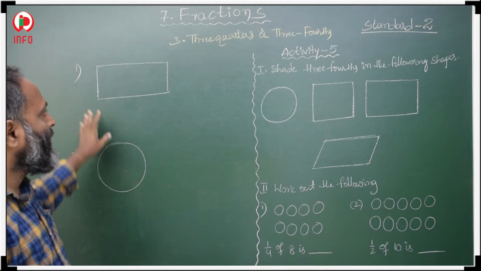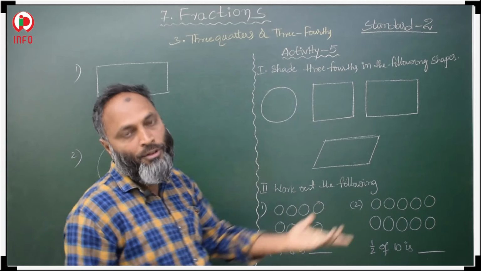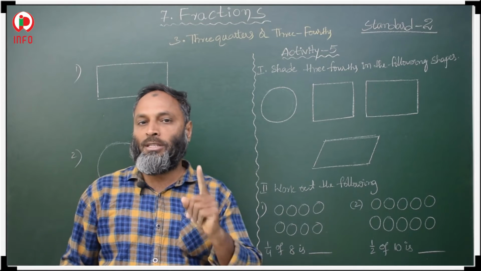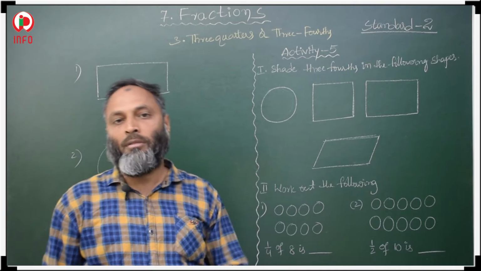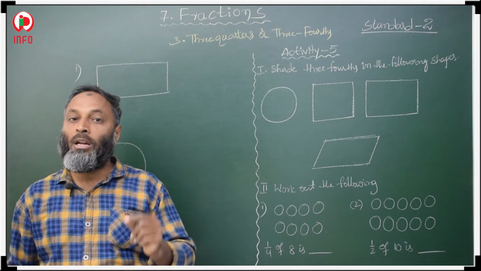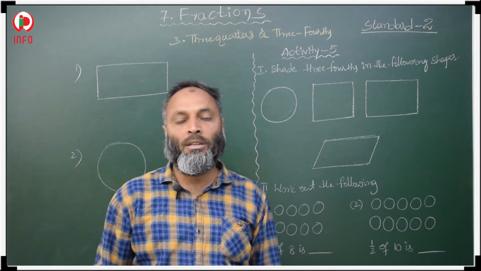Now see here, the next concept, 3 quarters or 3/4. Quarter means 1 by 4. Before we discuss, quarter means 1 by 4. 3 quarters means 3 1 by 4s, that is 3 by 4.